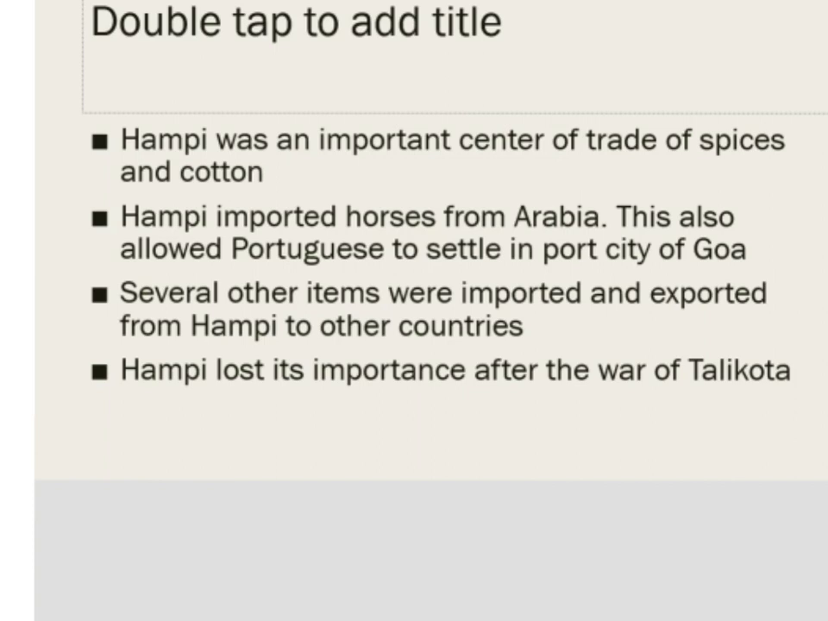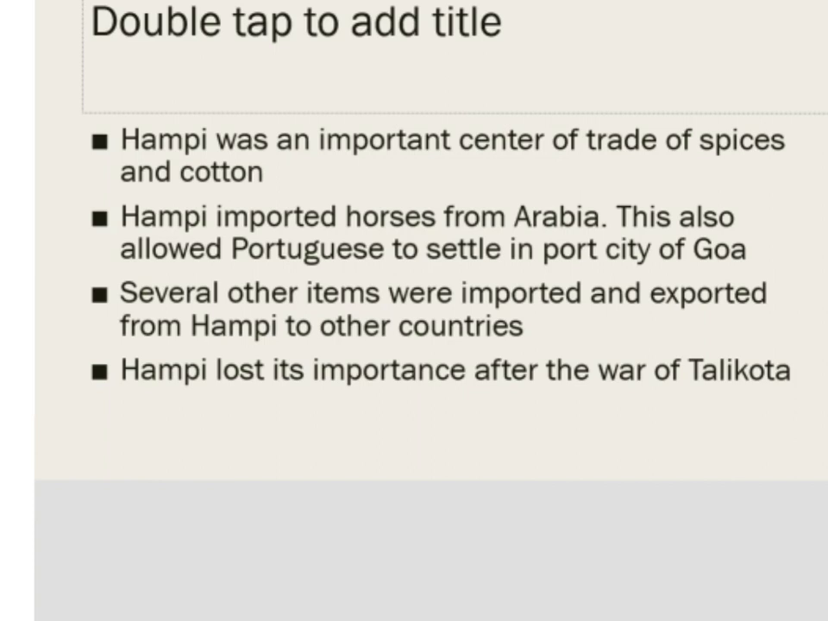Several other luxury items were imported and exported from Hampi to other countries, such as Persia, Arabia, China, Burma, and many other states. Trading made Vijayanagar a famous and wealthy empire. But with the passage of time, nothing remains the same for a long period, and Hampi lost its importance after the battle of Talikota.